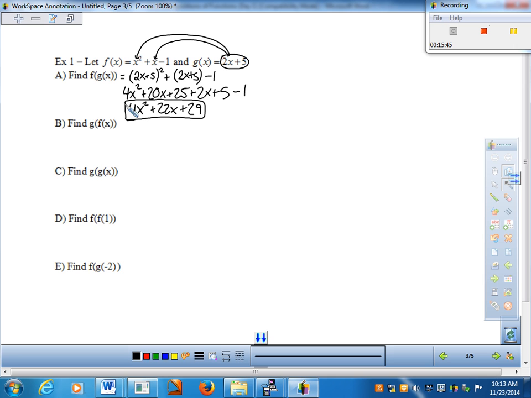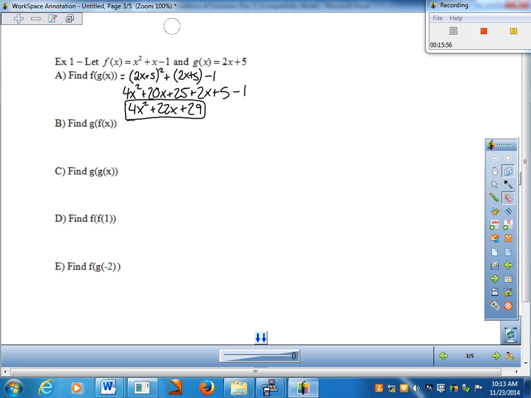I'm going to do just a touch of erasing at the top because our second situation is going to be different than the first. That was f composed of g of x. So g of x replaces the inputs of the f function. Now, obviously, again, we can do this any number of ways. So what do you say we go ahead and do g composed of f of x?